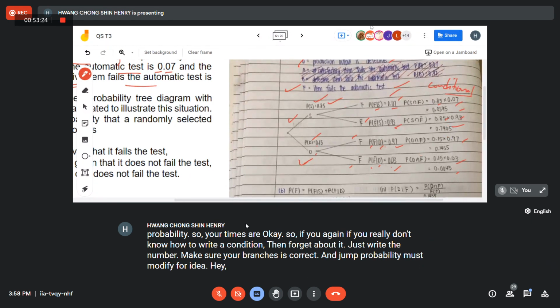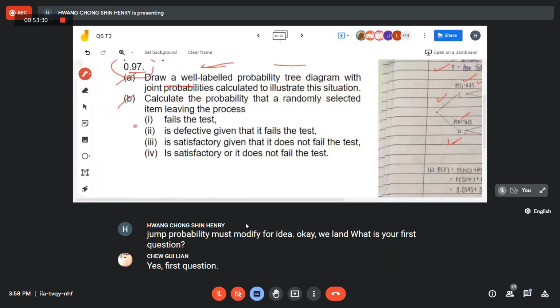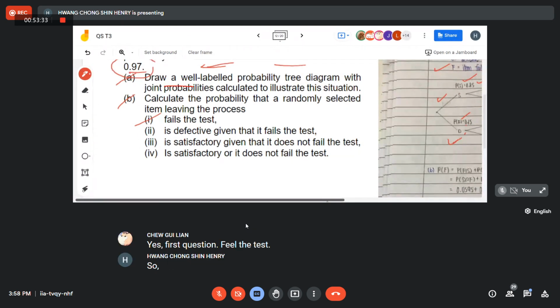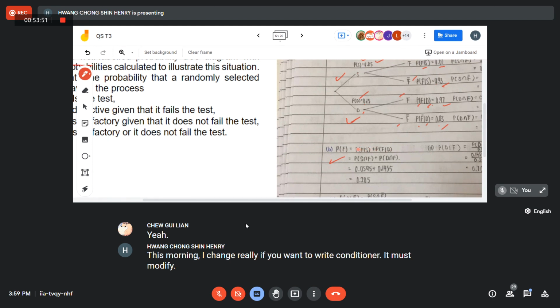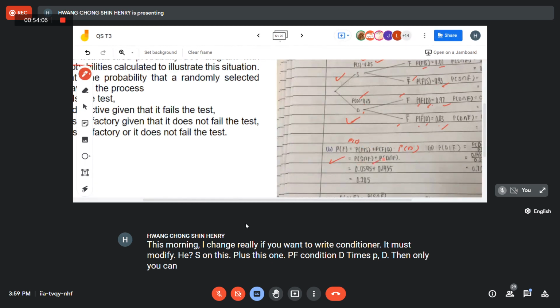Okay, what is your first question? First question: fail the test. So how do you write? How do I write? I just add on the fail results. You don't write like this. This morning I changed already, right? If you want to write a condition, you must multiply P(F|S) times P(S), plus this one, P(F|D) times P(D). Then only you can write this.